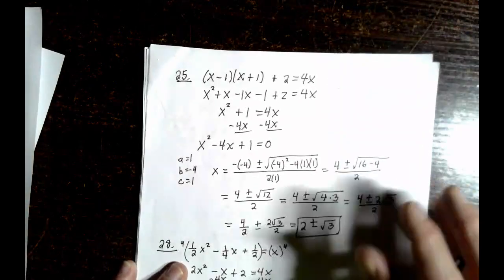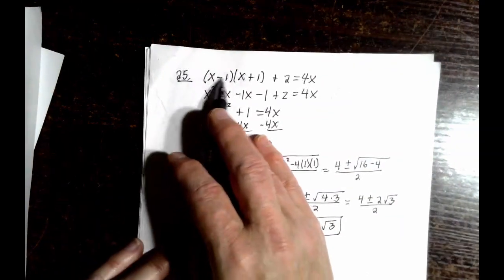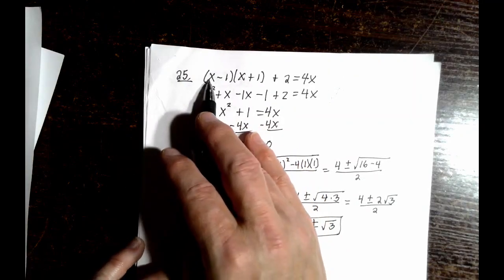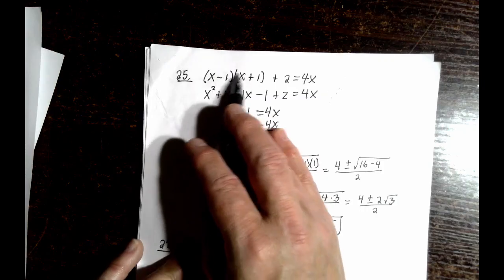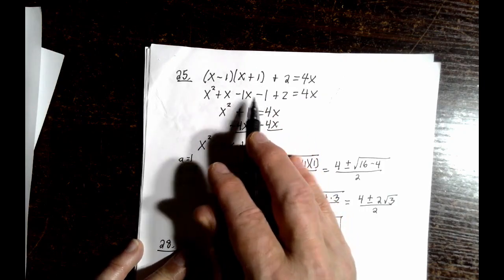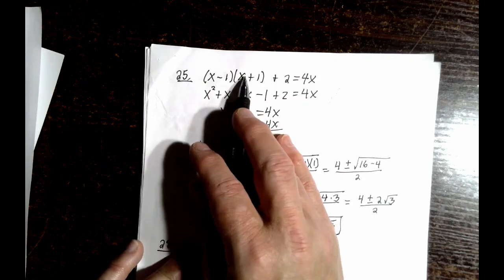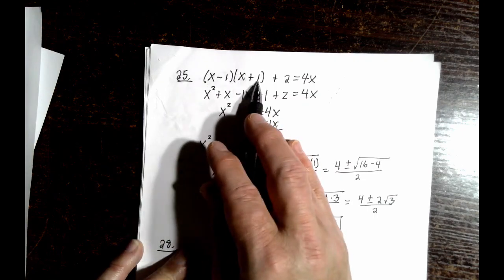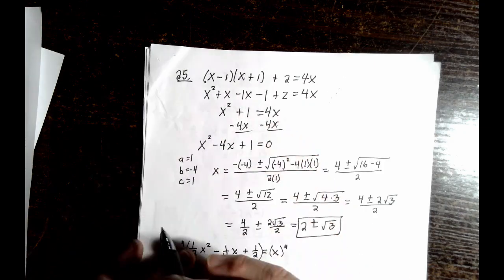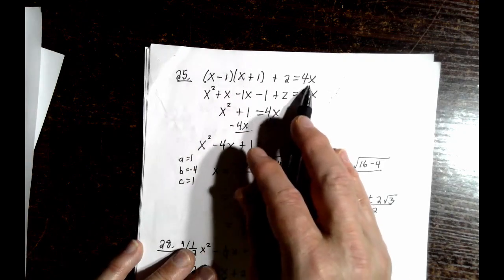You gotta write it in descending order, so you gotta multiply everything out here first. You gotta multiply x times x, x squared. X times 1 is x. Minus 1 times x is minus 1x. Minus 1 times minus 1 is minus 1. So it's first times each one, second times each one. Each one of these times each one of these. So you got 4 different multiplications there. You got the plus 2 and you got the 4x.